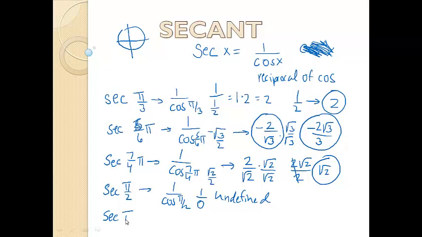Okay, and then I'm going to do one more. If I had the secant of pi, I'm going to have 1 over the cosine of pi. And so if I knew the cosine of pi is actually negative 1, so it's going to be 1 over negative 1, which is negative 1.